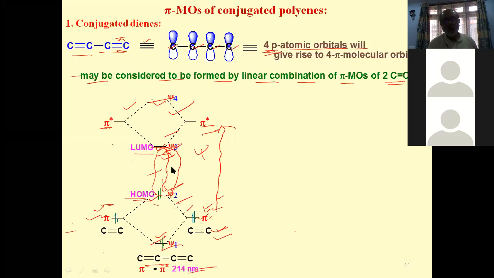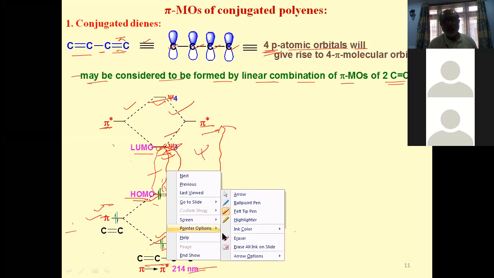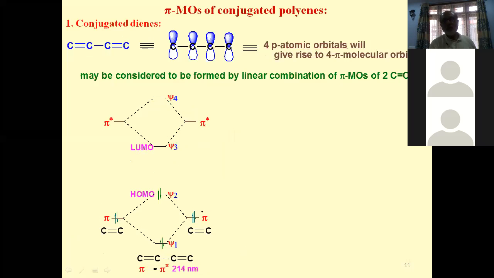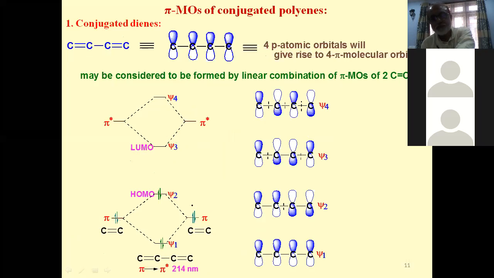So now let us see it in terms of the pi molecular orbitals, as we saw last time, and how they look. This is how it looks. These are psi 1, psi 2, psi 3, psi 4. What are they? They are nothing but wave functions.